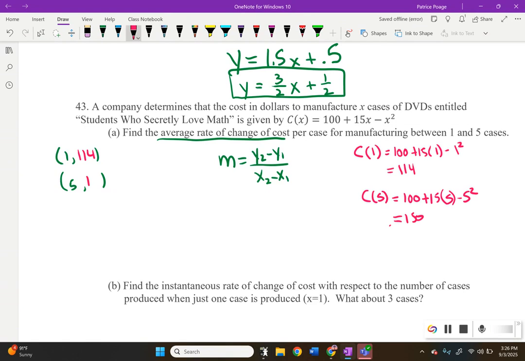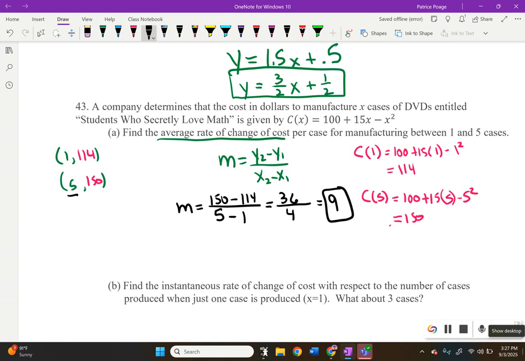So once I have my 2 points, I can find my slope. My slope is going to be y2 minus y1. And since I started with 150 first, I'll have to start with 5 first on my x's. So 5 minus 1. And so I have 150 minus 114, which is 36. And 5 minus 1 is 4. 36 divided by 4 is 9. So my average rate of change is 9, cases per whatever. Average rate of change.